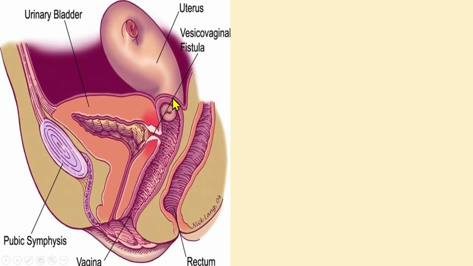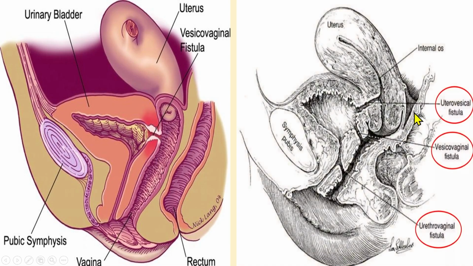Here you can see the vesicovaginal fistula. Here is the urinary bladder. Here is the uterus, and here is the vagina. So there is the fistula. Okay. So here you can see the fistula between the uterus and bladder, the uterovesical. Okay. And here is the vesicovaginal, and here is the urethrovaginal fistula.